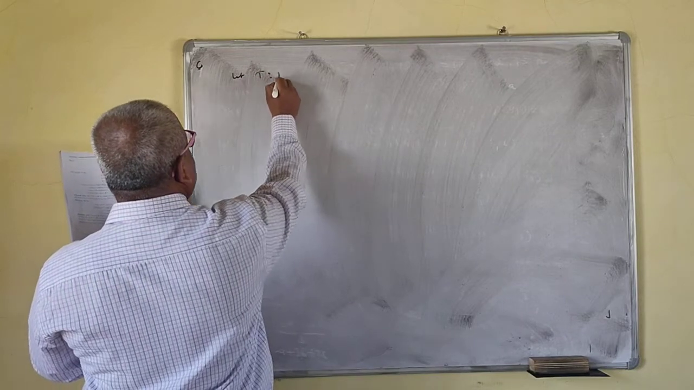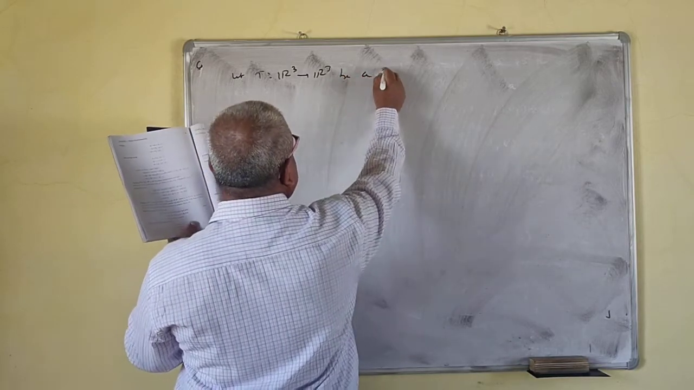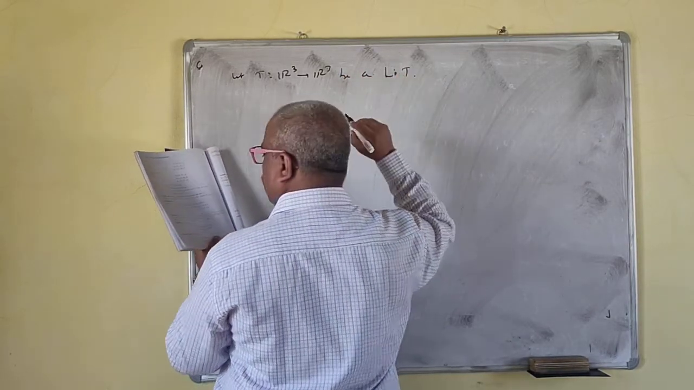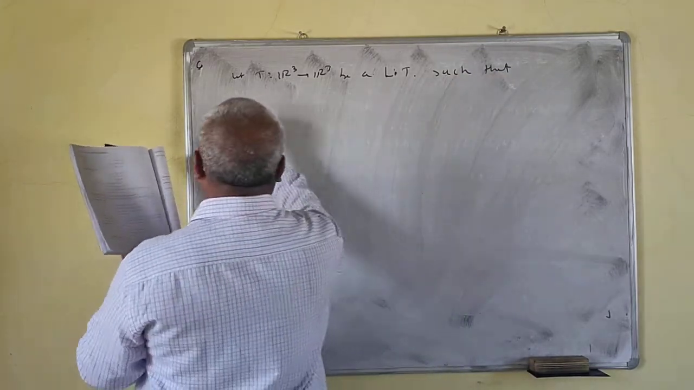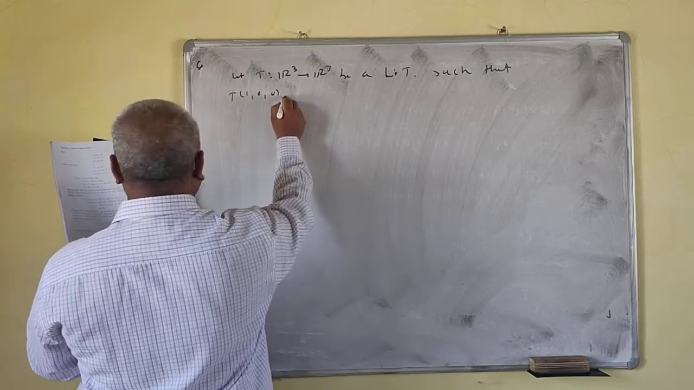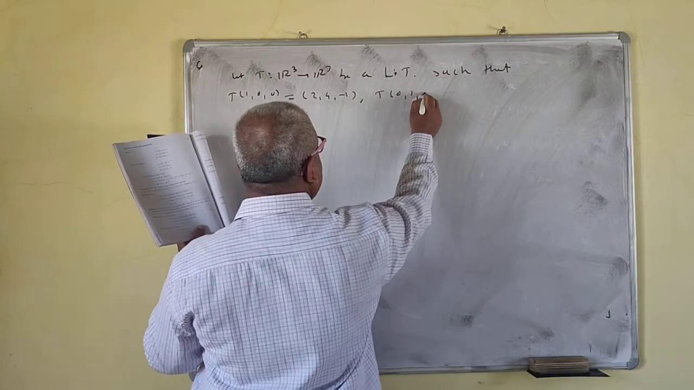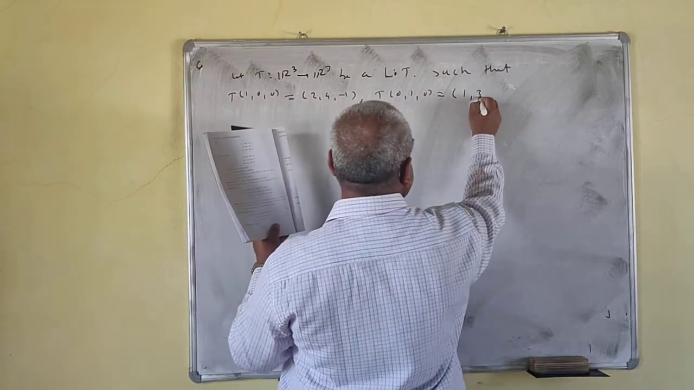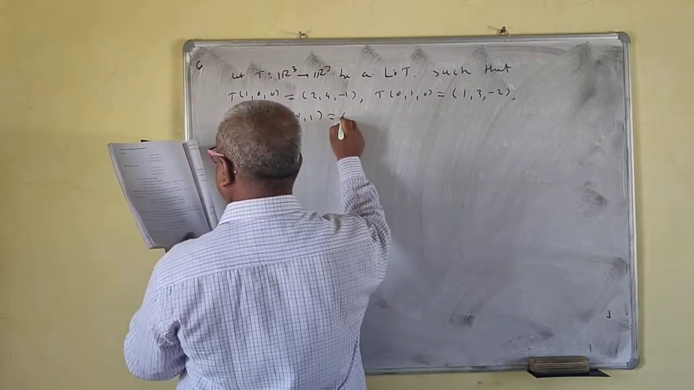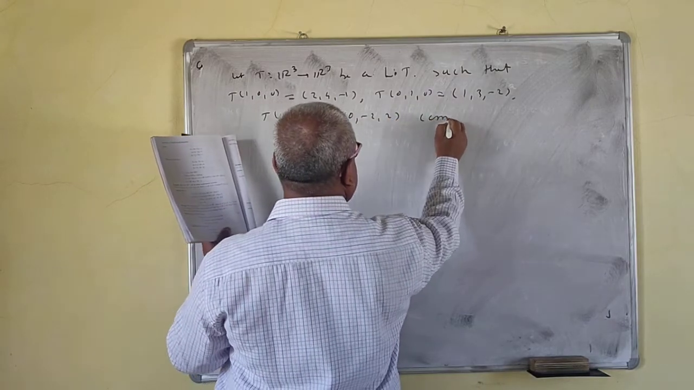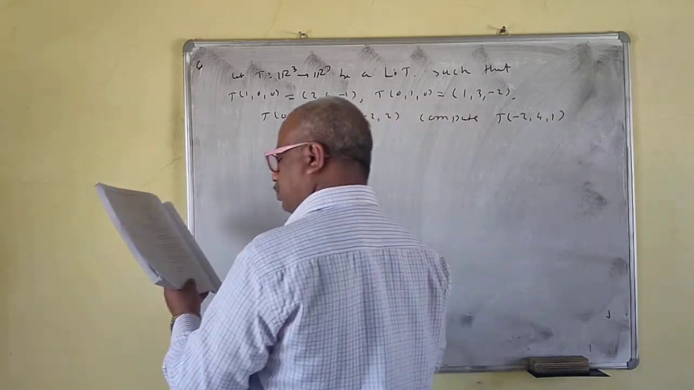Let T from R3 to R3 be a linear transformation. Just I will write the short form now. Linear transformation such that T of (1, 0, 0) is equal to (2, 4, -1). T of (0, 1, 0) is equal to (1, 3, -2). T of (0, 0, 1) is equal to (0, -2, 2). Compute T of (-2, 4, 1).